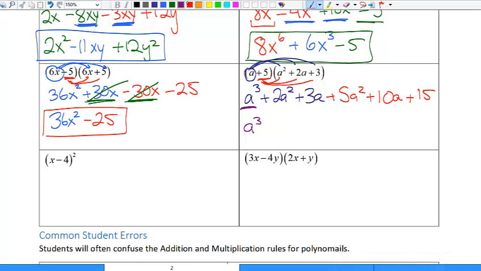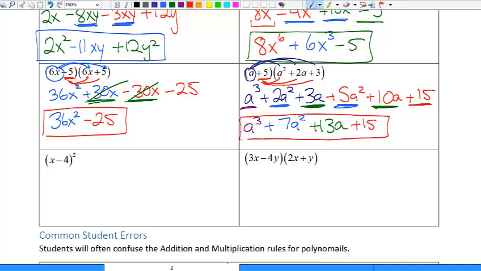A cubed doesn't have any like terms, so I'm going to go ahead and write that down first. Next I have a squared. I have 2a squared and 5a squared. Add those two together to get 7. Keep the variable part a squared the same. Next I'm looking for a's. I have a 3a and a 10a. Add the coefficients to get 13. Keep the variable part the same. And then plus 15, the constant term, that doesn't have any like terms, so it just comes down. Notice that all of my 6 terms on the previous line are now all underlined, so I've made sure I've gotten them all.